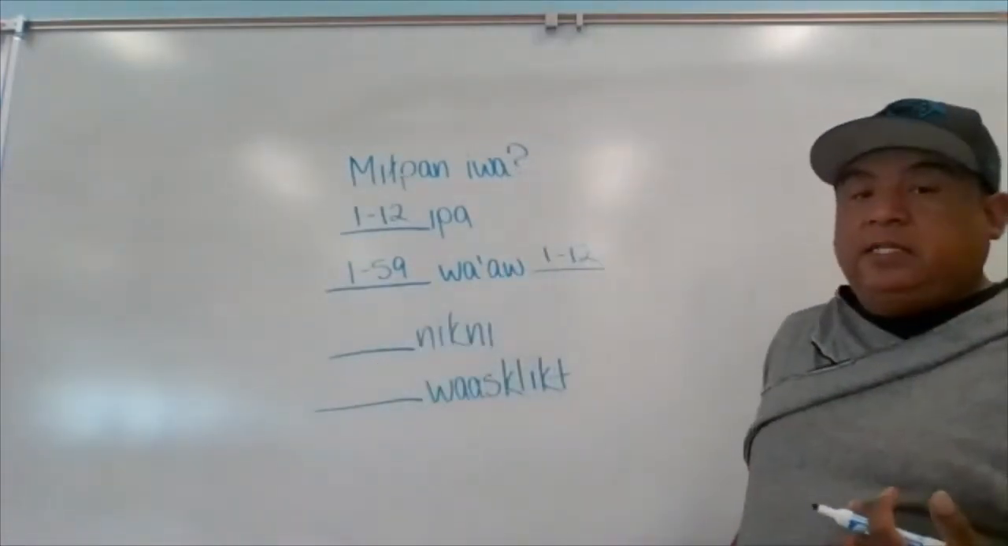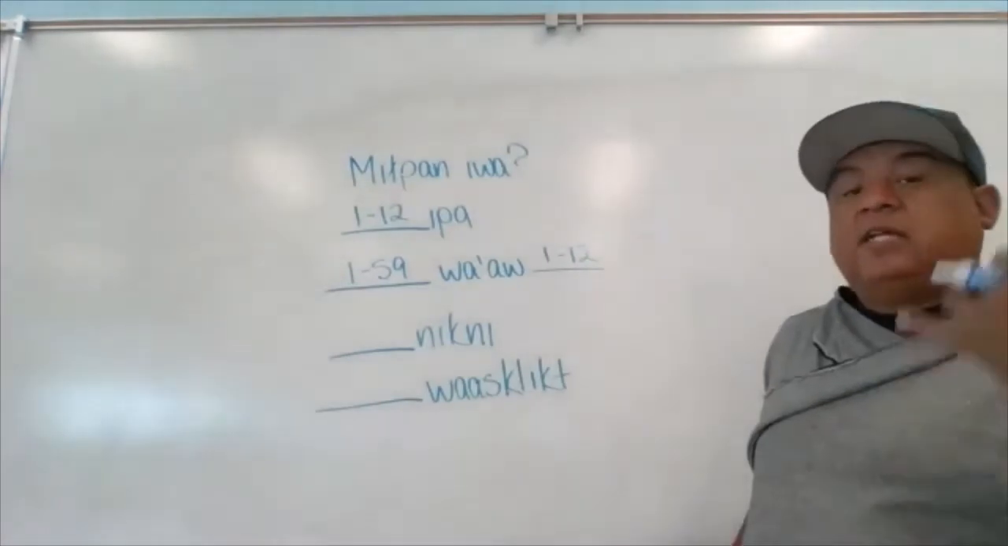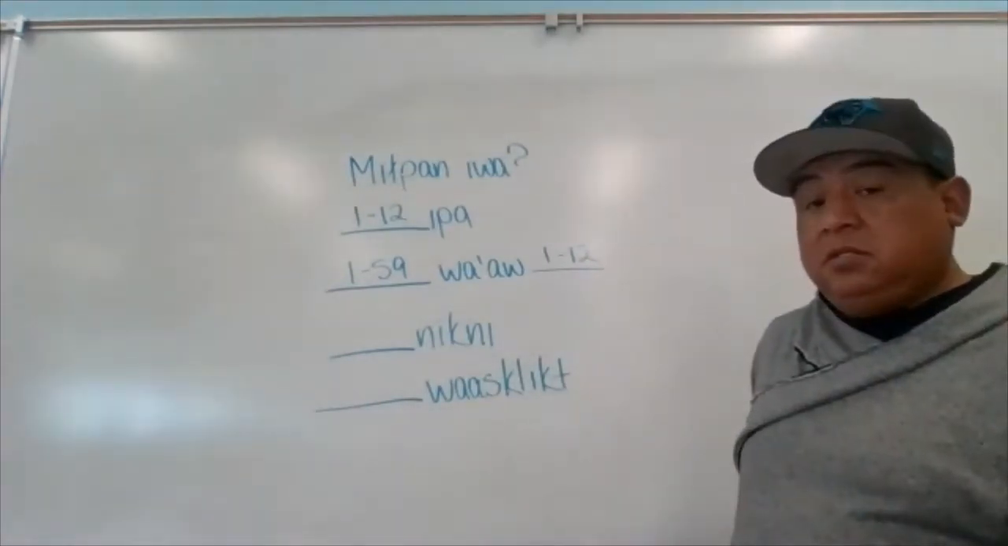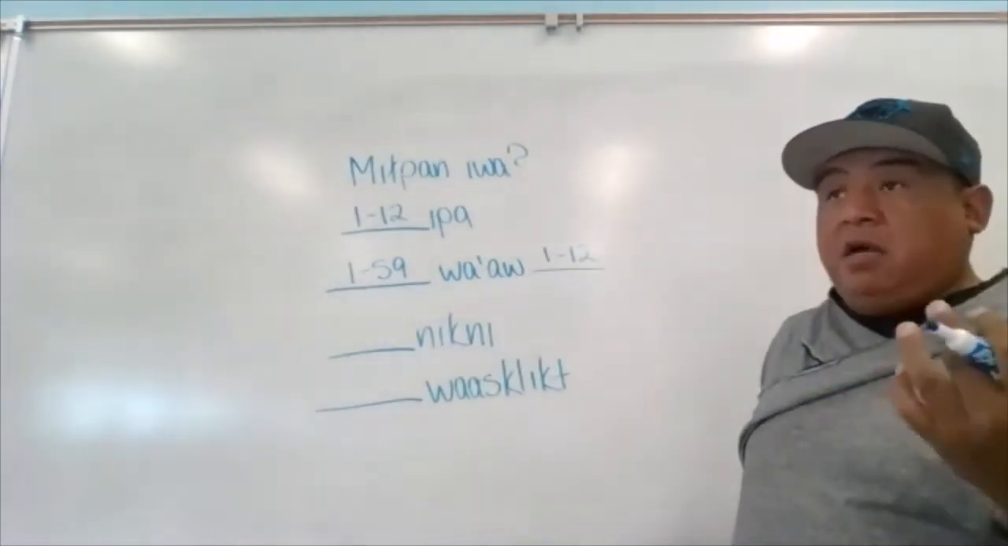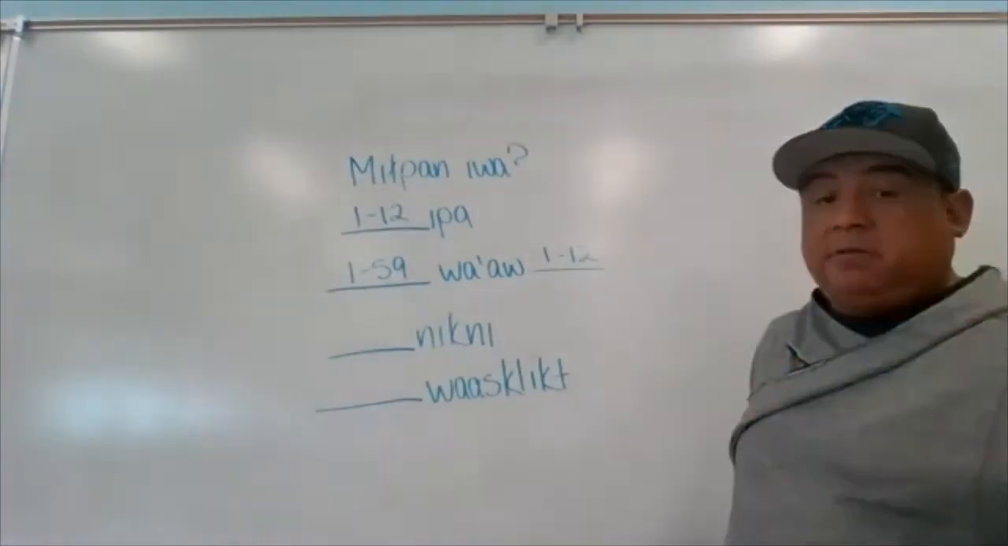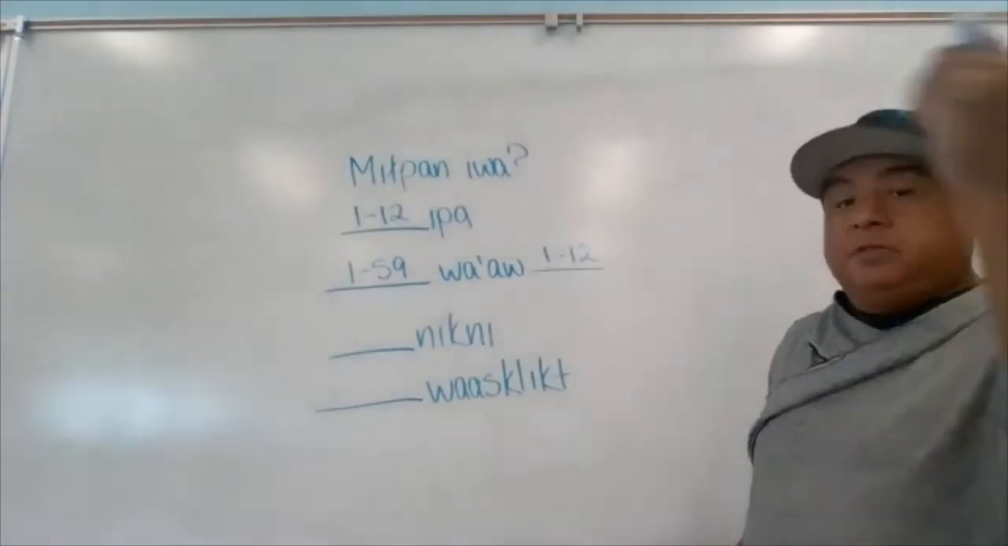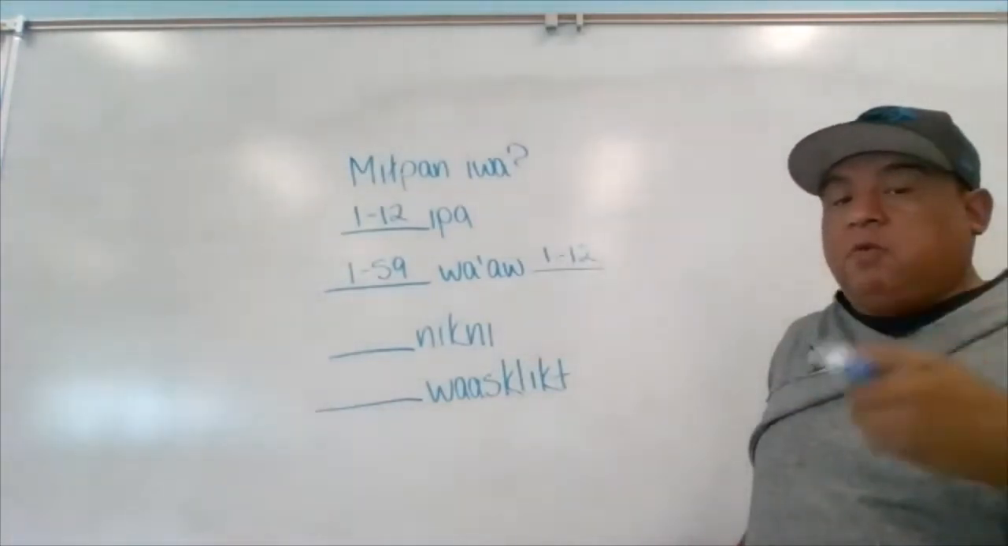Wasklit. And that's counting minutes. Because on an analog clock, the minute hand goes around faster than the hour hand. That's what that's referring to. Wasklit.